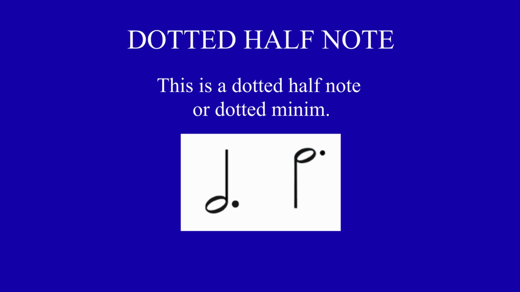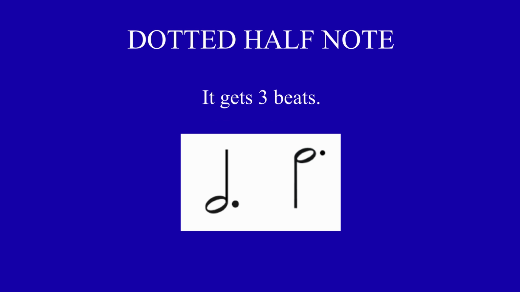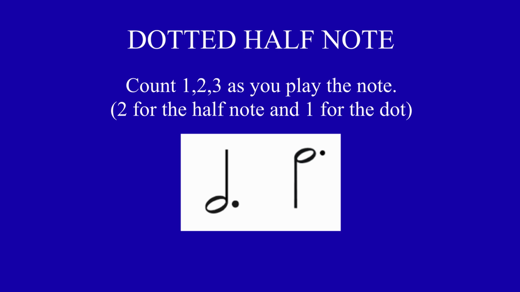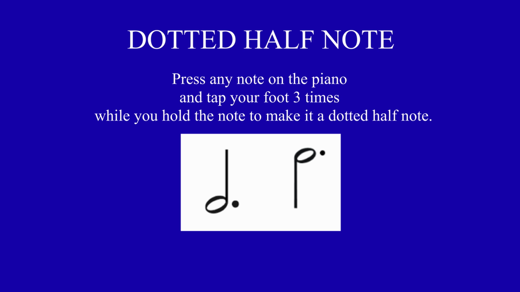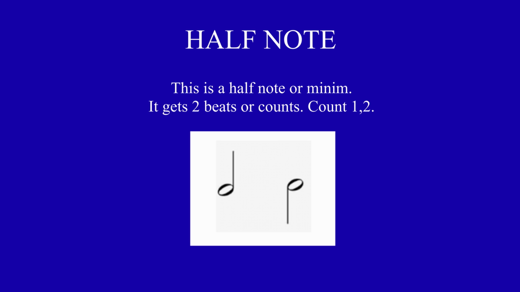Dotted half note. This is a dotted half note or a dotted minim. It gets 3 beats. Count 1, 2, 3 as you play the note. 2 for the half note and 1 for the dot. Press any note on the piano and count 1, 2, 3. Press any note on the piano and tap your foot 3 times while you hold the note and count 1, 2, 3.